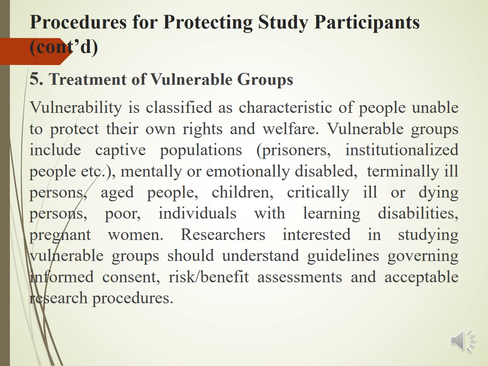Then, the fifth one is to make sure you treat your vulnerable groups with respect. Vulnerability is classified as characteristics of people unable to protect their own rights and welfare. And therefore, if you are using vulnerable groups like prisoners, those who are mentally ill, or emotionally disabled, or terminally ill, aged people, or children, you need to treat them fairly and respect their rights.